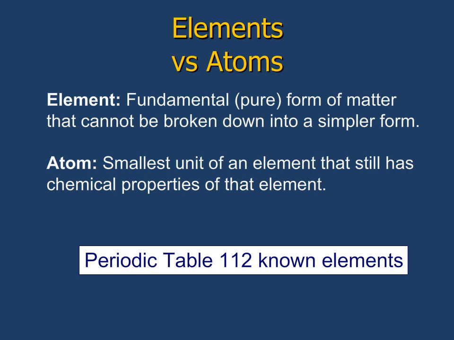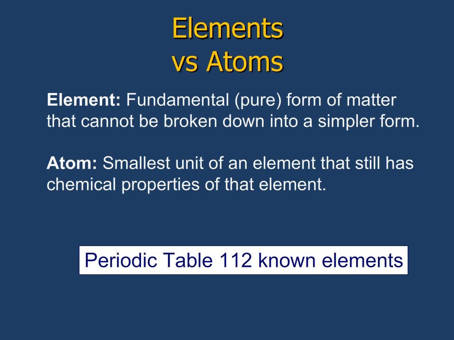Okay, now that we've talked about matter, energy, and so on, we're going to go on to talk about the elements of the periodic table. An element is the fundamental or pure form of matter that cannot be broken down into a simpler form by ordinary means. And there are 112 known elements which are visible on the periodic table. The periodic table was included in the folder for this lecture. So if you haven't already printed it out, please pause the lecture now and do so, because you're really going to need this as you go through the rest of this lecture.